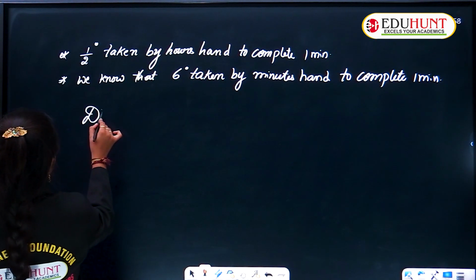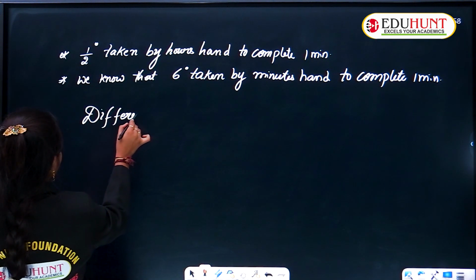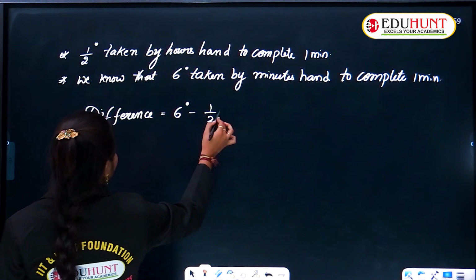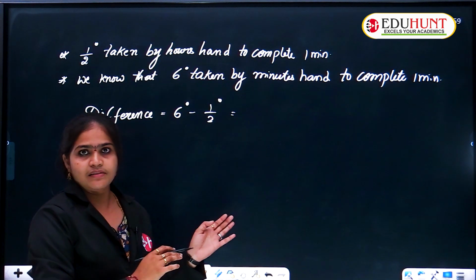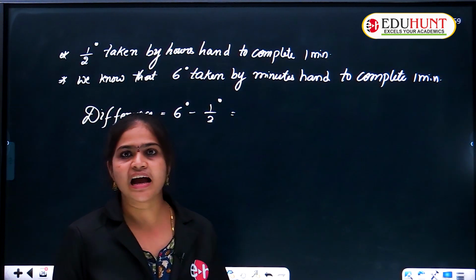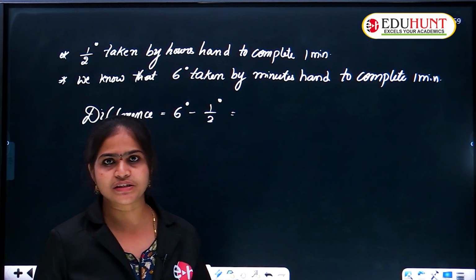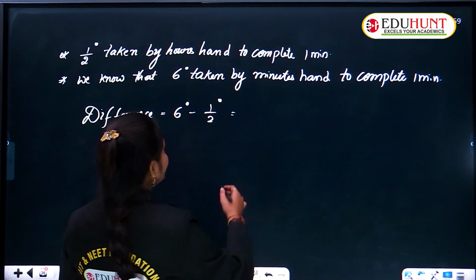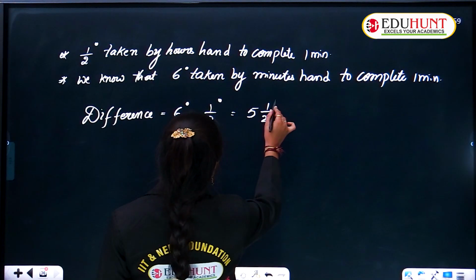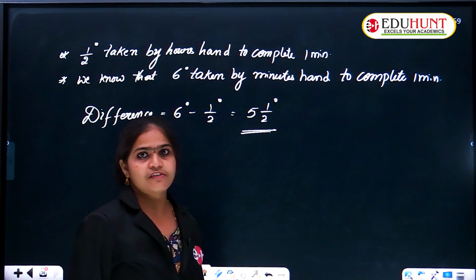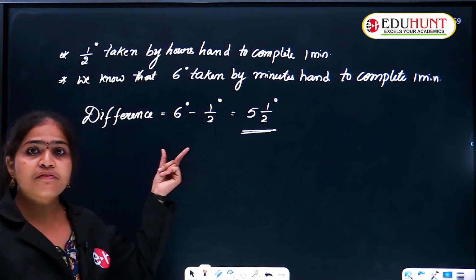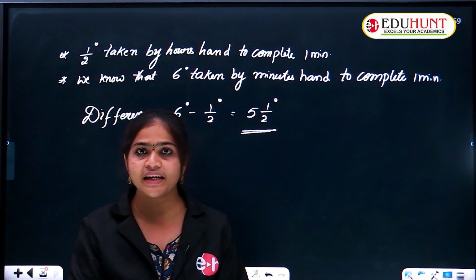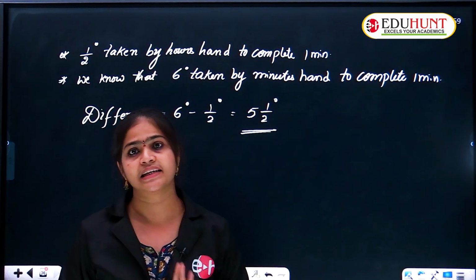So find the difference here. 6 degrees minus half degree. From 6 hours, if you remove half an hour, how much will you get? 5.5 hours. And in the same way, from 6 degrees subtract the half degree, then you will get 5.5 degrees. So the 5.5 degree angle is the difference between the hour's hand and the minute's hand to complete 1 minute.